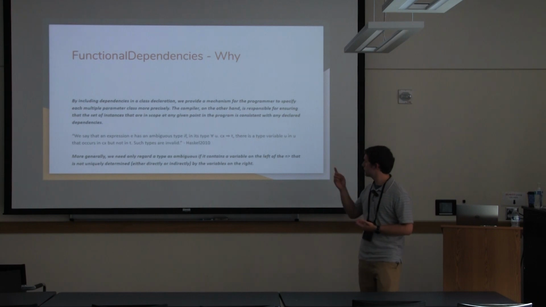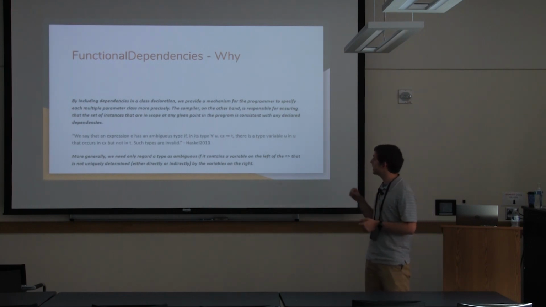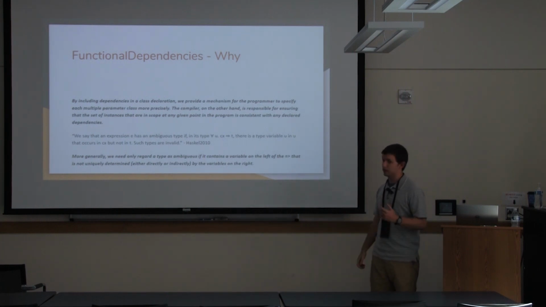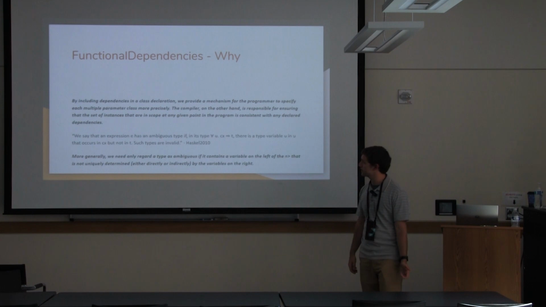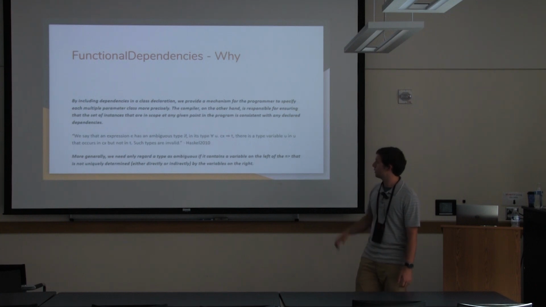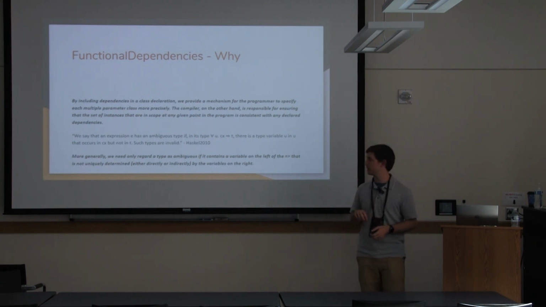These are taken directly from the user's guide as well. By including dependencies in a class declaration, we provide a mechanism for the programmer to specify each multi-parameter class more precisely. The compiler, on the other hand, is responsible for ensuring that the set of instances in scope at any given point in the program is consistent with any declared dependencies. The Haskell 2010 report describes this in a little more detail when they talk about how an expression has an ambiguous type.